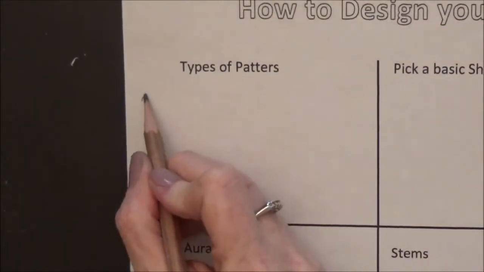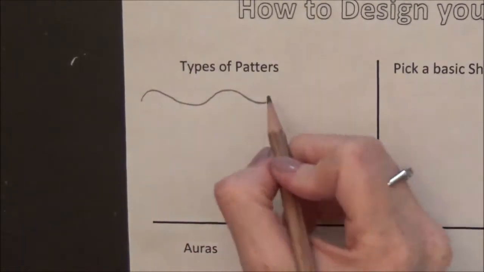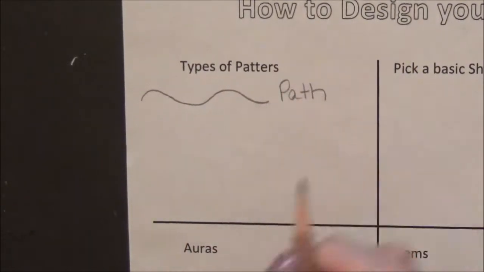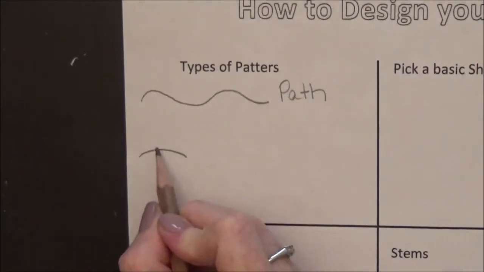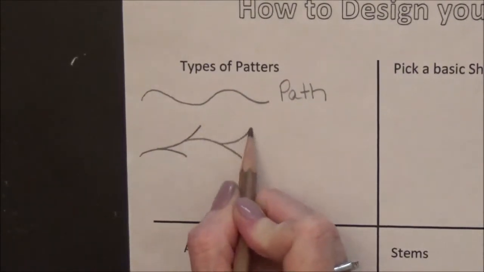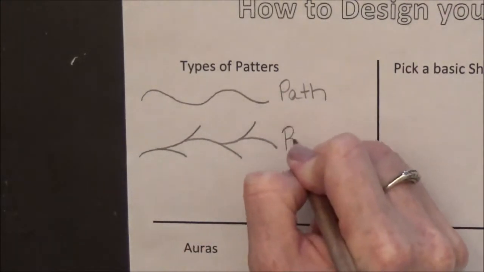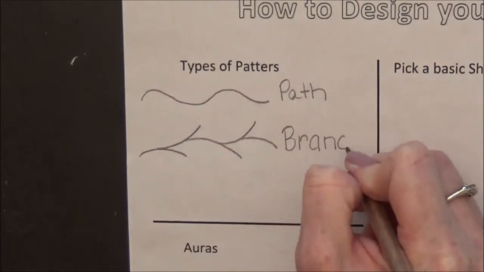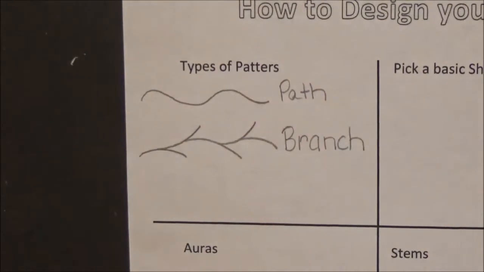There are 3 types of patterns that we use when creating our own doodle. There's a path that we use. There's a branch that looks like a flower branch or vine. And the last is when you fill a space.